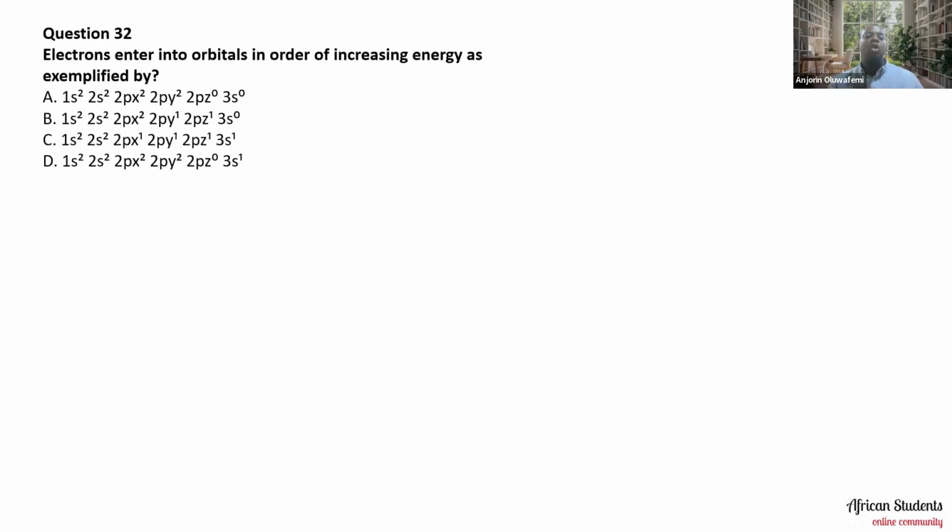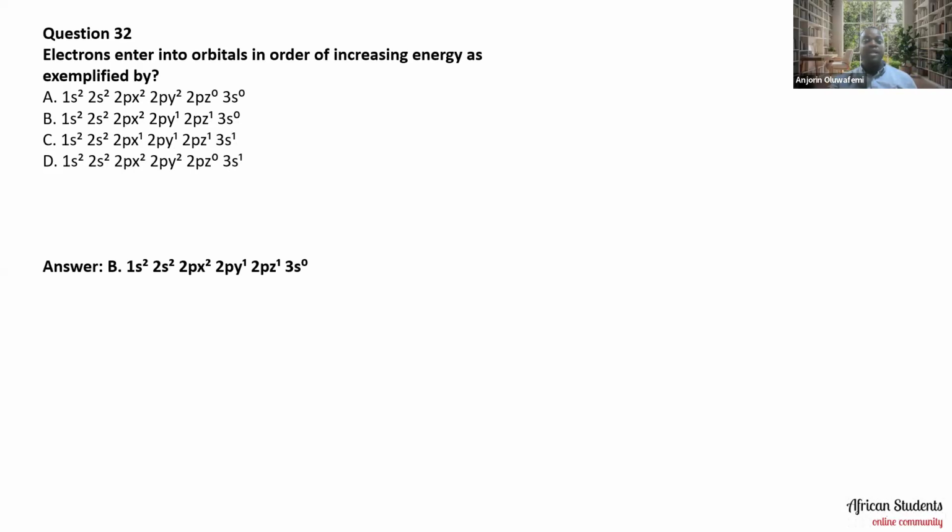Electrons enter into orbitals in order of increasing energy as exemplified by 1s2, 2s2, 2px2, 2py2, 2pz0, and 3s0. And it goes on like that with our option B, our option C, and our option D. So carefully look at it. Which one do you think is the right answer there? If you carefully consider it, you discover that option B is the right answer.